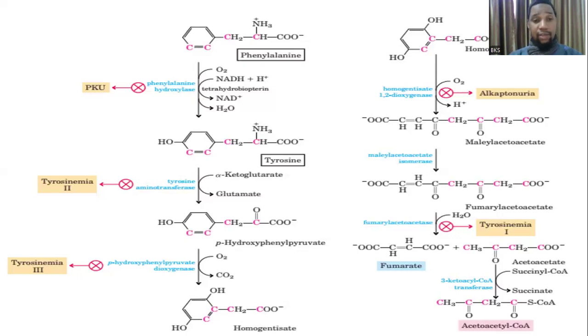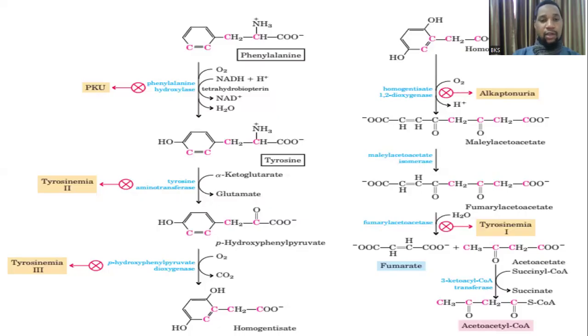They are the same enzymes. So you have this alpha ketoglutarate now accepting the amino group to form glutamate, and you have para-hydroxyphenyl pyruvate. So there is also a situation where an individual will have defective tyrosine aminotransferase. This leads to accumulation of tyrosine.